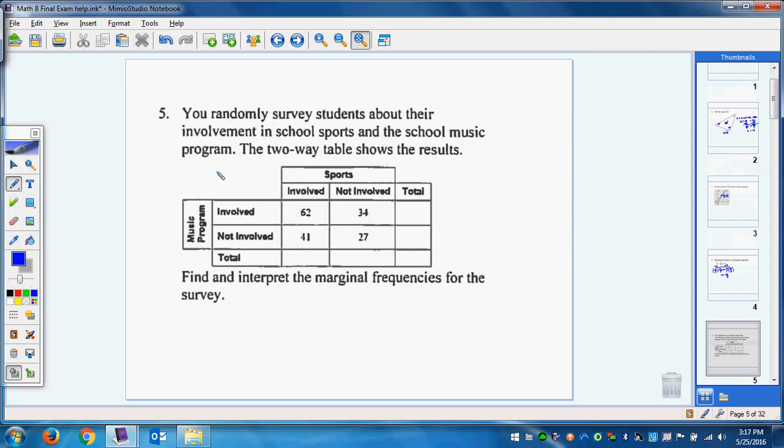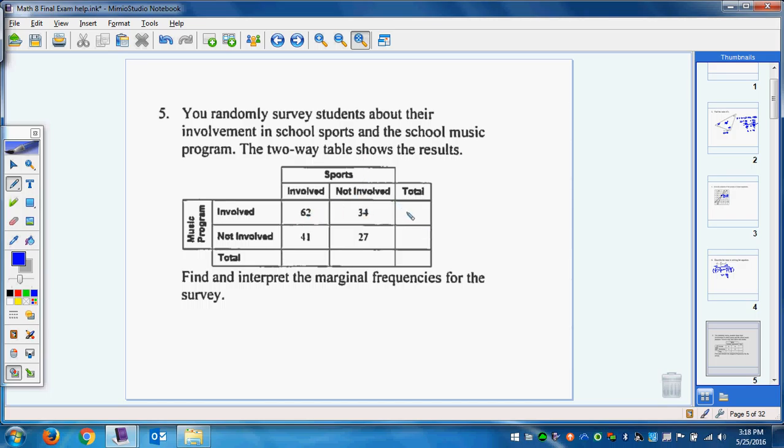Ooh, we did this somewhat recently. Go ahead and complete your two-way data table. It shows the results around the sides. Interpret the marginal frequencies for the survey. So find and interpret. It's giving you some of the keywords there again, the marginal frequencies, which is the outside. And if you remember, all we did was a bunch of addition.